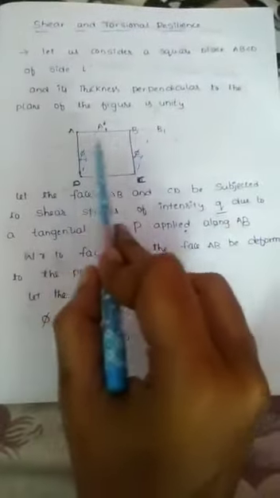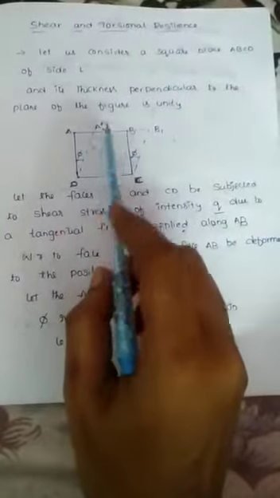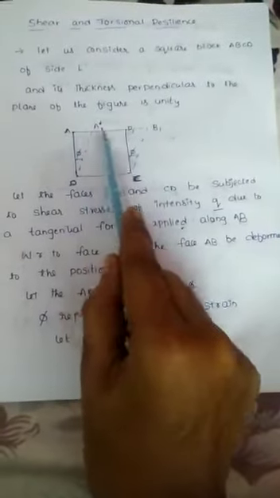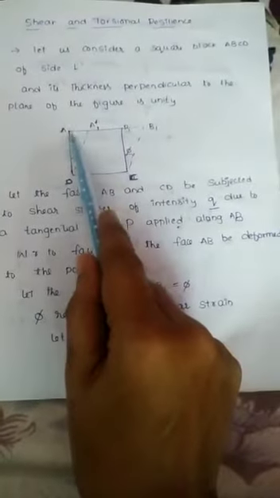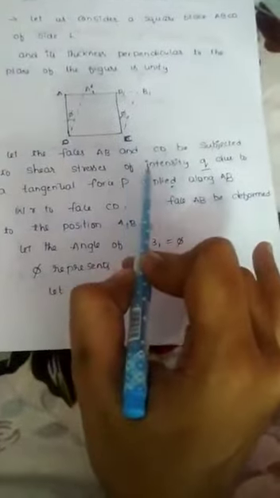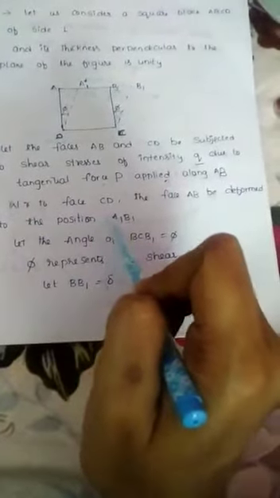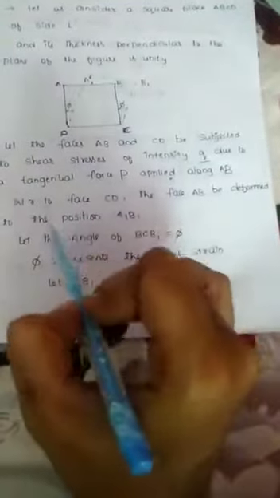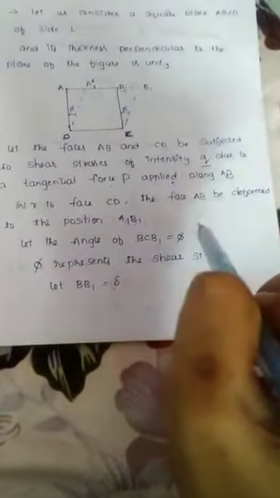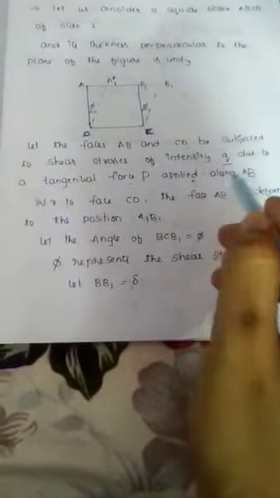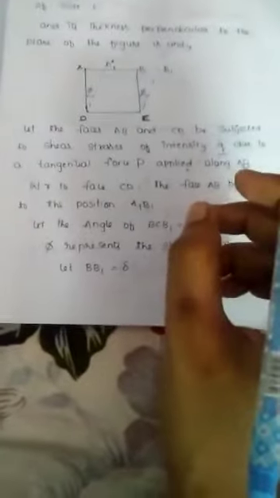Here I am applying load P along AB. With respect to the face CD, the face AB is deformed to the position A1B1. Let the angle BCB1 be equal to phi. Here phi represents the shear strain. Let BB1 be equal to delta.